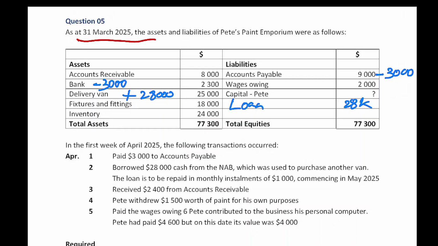Now there is another story. The loan needs to be repaid in monthly installments of 1,000. Then what would you do? Is it going to be useful for the balance sheet? Times by 12, which is 12k. What is the 12k? Current liability. Then if I cross this 28k, I can put here current liability 12. Non-current liability, can I just do minus 12 here? Yeah, that's fine. Non-current liability is 16.